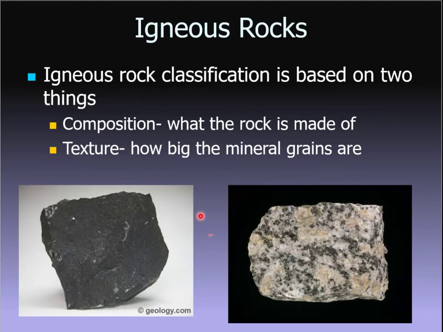Let's begin with igneous, though. So igneous rock classification is based on two things: composition, which is what is the rock made of, and texture, which is how big are the mineral grains. No matter how far you go, that's what igneous rock classification is based on. We can see here two differences in composition. This rock is very dark in color. This rock is very light in color. That's composition. Texture: here you can't see any mineral grains. Here you can. Okay, so let's talk about composition a little bit more.